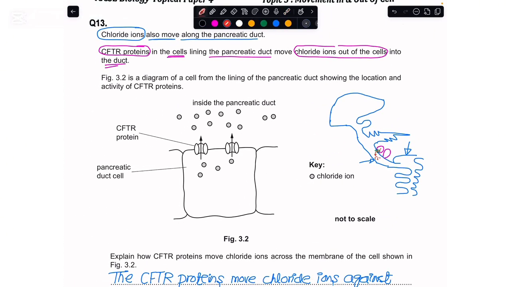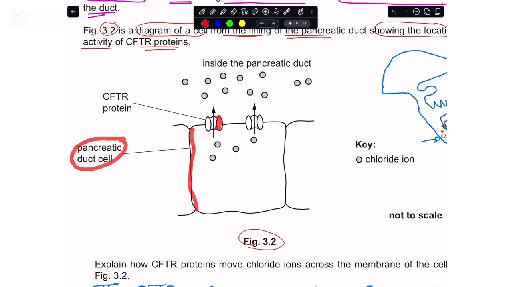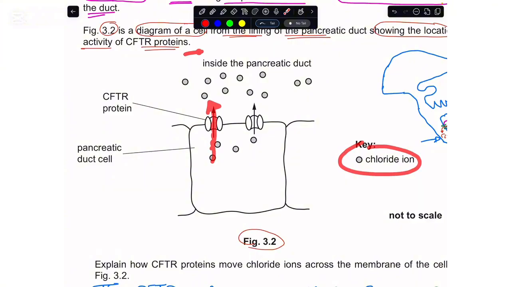Now, if we look toward figure 3.2, which they have given us here, they say this is a diagram of the cell lying in the lining of the pancreatic duct, showing the location and the activity of the CFTR protein. If you look clearly, this is the pancreatic duct cell. These are the carrier proteins, which are the CFTR proteins, and these CFTR proteins are moving chloride ions out of the cell into the duct of the pancreas.